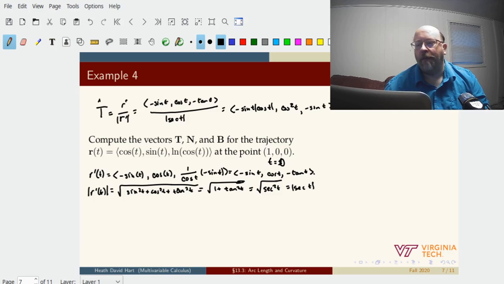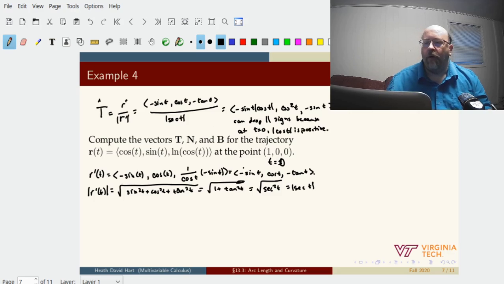We can drop the absolute values, by the way, because we know that t is equal to 0 and secant is positive at this point. I've been putting the absolute value signs up through here, but we can drop them, because at t equals 0, the magnitude of cosine of t is positive. All right. So since t is equal to 0, this is sine of 0 times cosine of 0, which is 0. Cosine squared of 0 is 1. Negative sine of 0 is 0. And so that's the unit tangent vector.